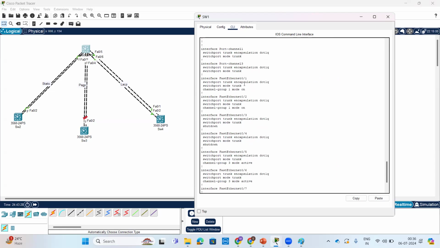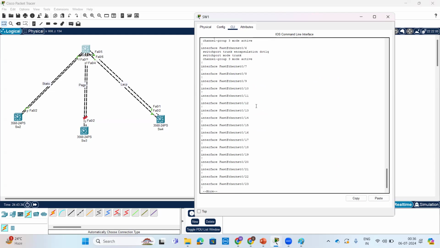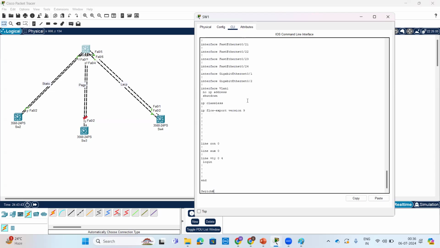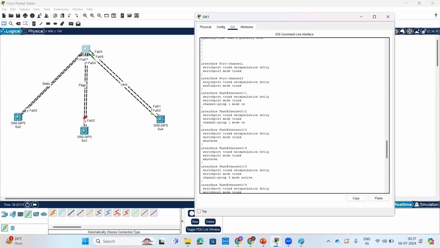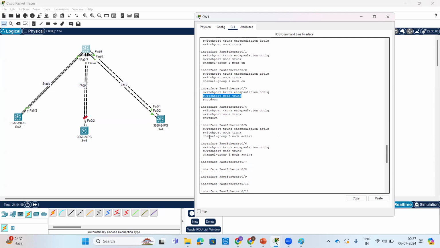So in between, port channel 2 is not there, but even though the configuration part, see, dot 1Q, port channel is not there. Switch port mode trunk on, channel group is on, and 3 4 no channel group is there. Channel group not there, nothing is there. Here you can check active mode.